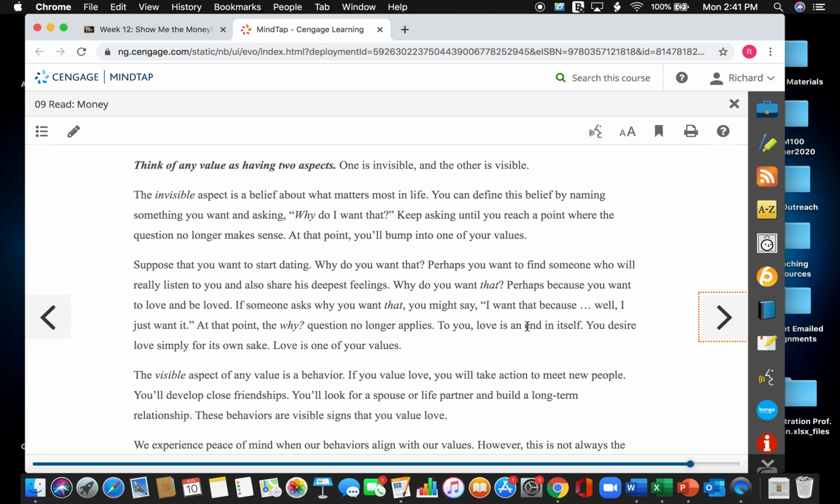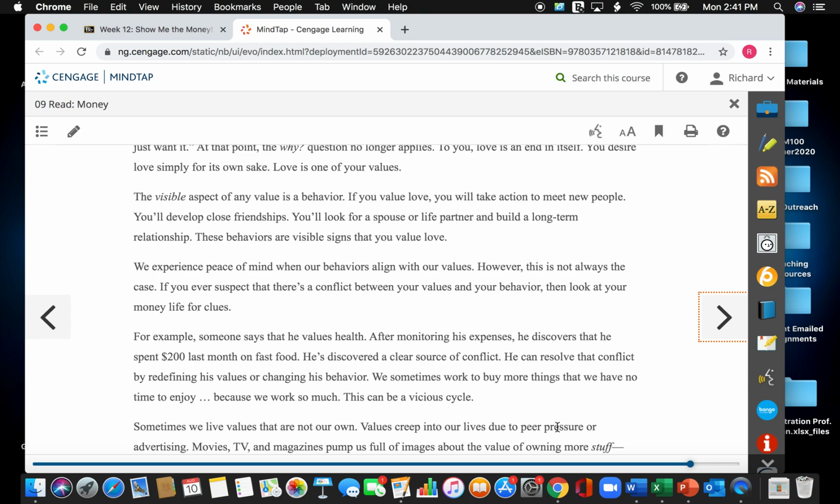Suppose that you want to start dating. What do you want? Why do you want that? Perhaps you want to find somebody who will really listen to you and also share his or her deepest feelings. Why do you want that? Perhaps because you want to love and be loved. If someone asked why you want that, you might say, I want that because, well, I just want it. At that point, the why question no longer applies. To you, love is an end in itself. You desire love simply for its own sake. Love is one of your values.